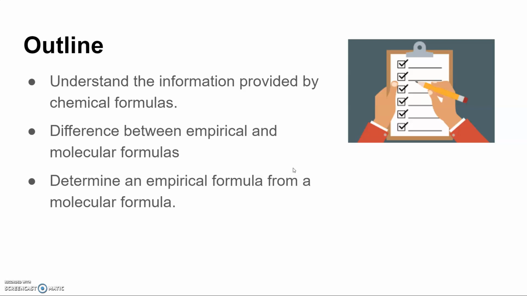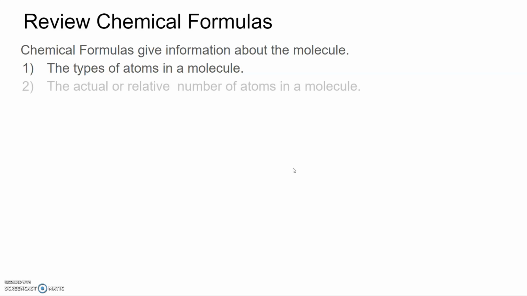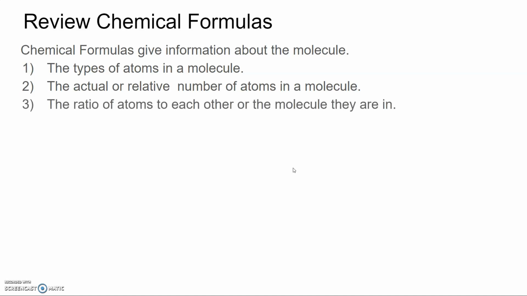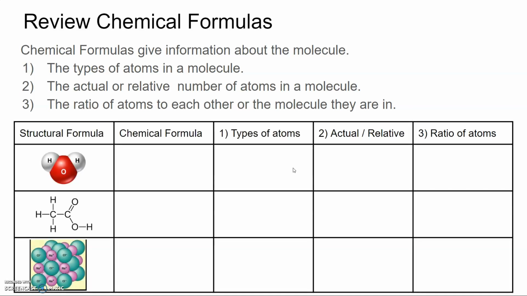So let's start by reviewing what we know about chemical formulas. Chemical formulas provide a wealth of information about a molecule. For example, they tell us the types of atoms in a molecule. They can give us the actual or relative number of atoms in a molecule and the ratio of atoms either to each other or to the molecule that they are in. So let's take a look at that for these three structures here.